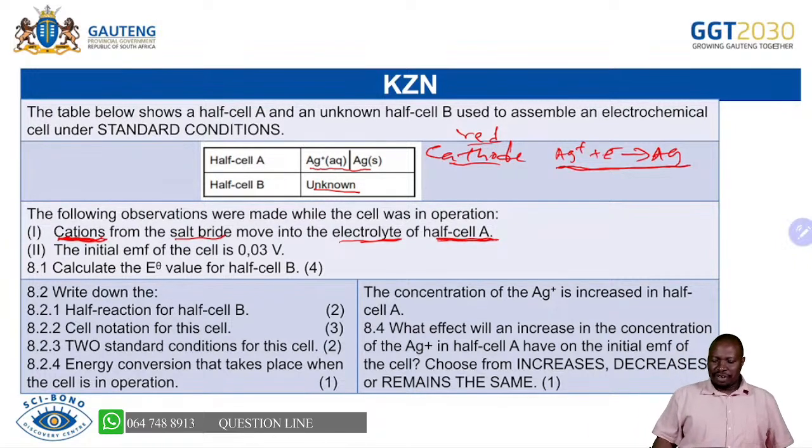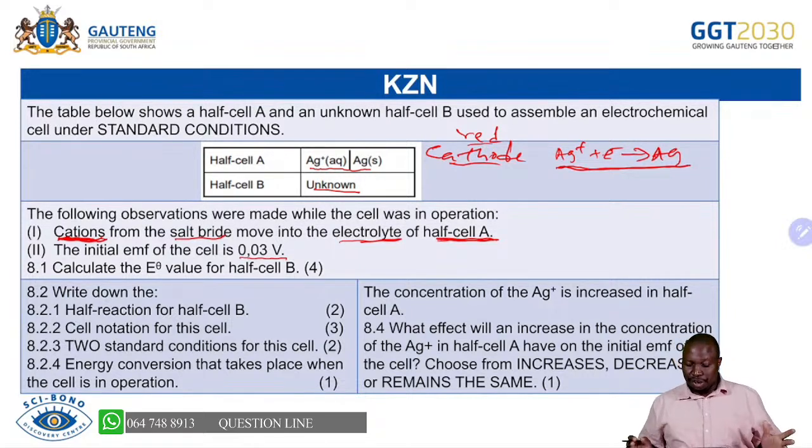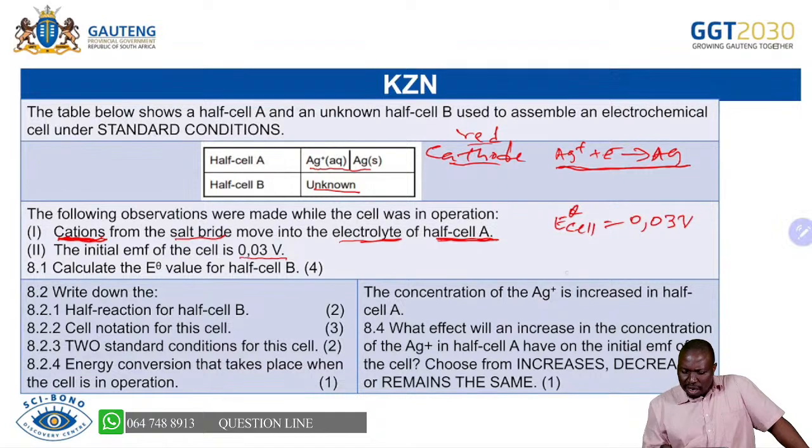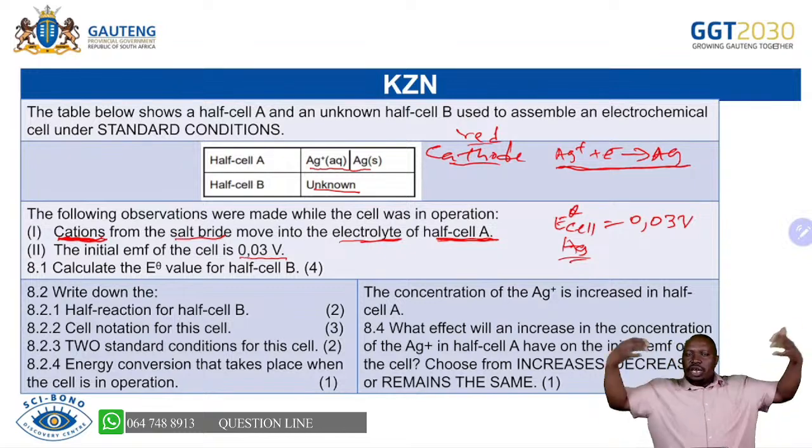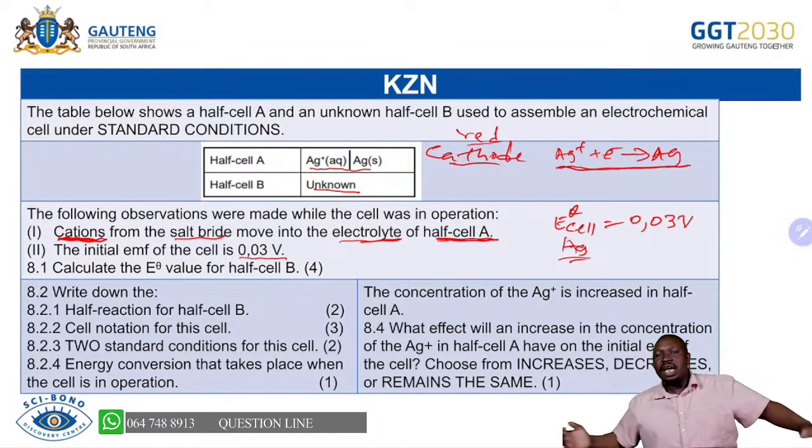Now let's look at Roman figure 2 there. It says the initial EMF of the cell is 0.03 volts. This is helping you now to solve the question. We know the initial EMF of the cell is 0.03 volts, and we know silver. So our only job now is to look for the silver half cell, and then we can use the formula to find the unknown one.